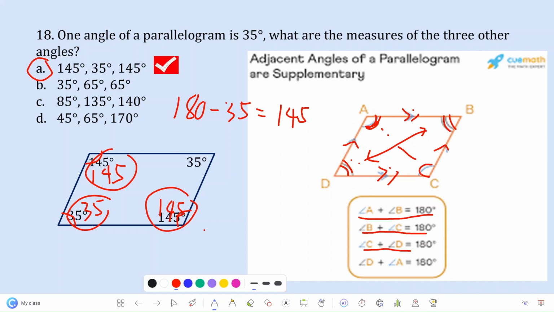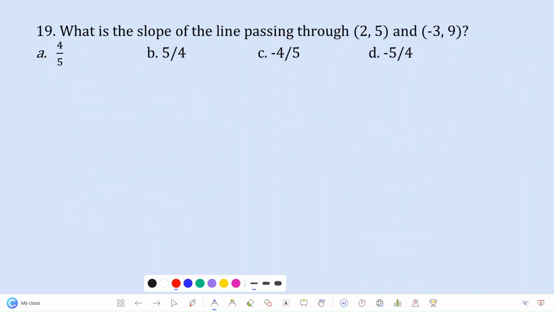Ang ating item number 4, what is the slope of the line passing (2, 5) and (-3, 9)? Is it A, 4/5, B, 5/4, C, negative 4/5, or letter D, negative 5/4?